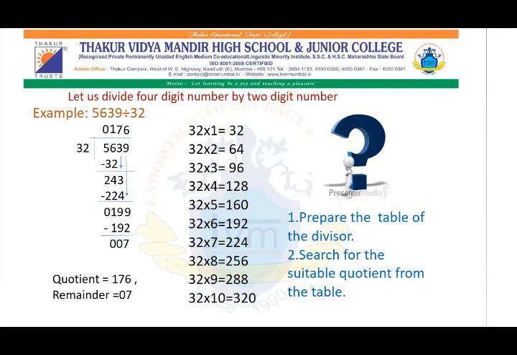Children, here you have to write the quotient and remainder after completing your division. Is it clear? Is it easy? So don't worry about the big number divisor. You can make the table for that big number divisor and you can solve this sum. Easy? Good.